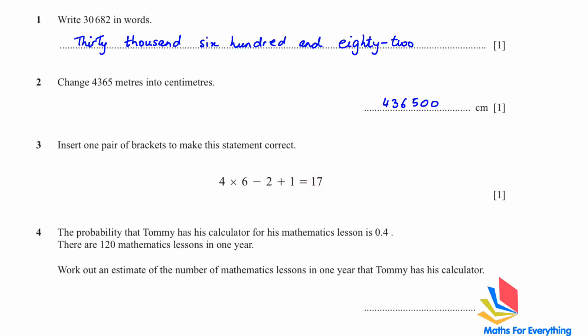Next, insert one pair of brackets to make the statement true. We need to get 17. If we put a bracket here, we'll have 4 multiplied by 4, 16, plus 1, 17.